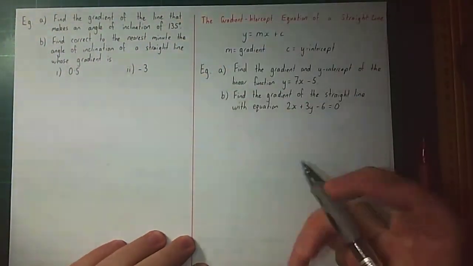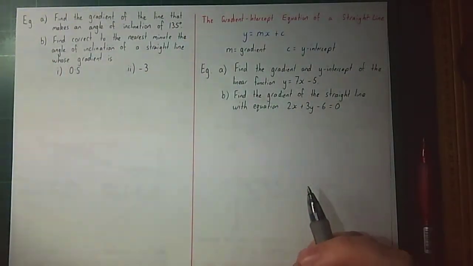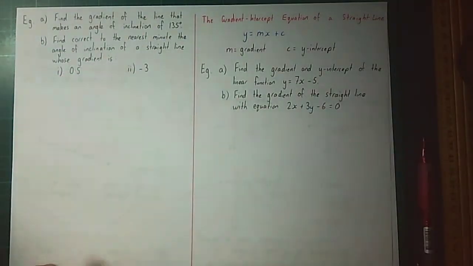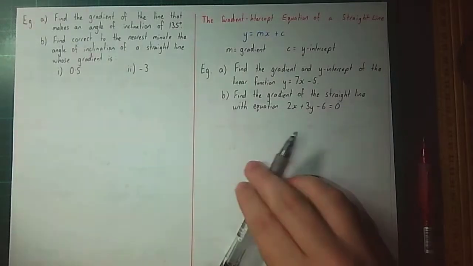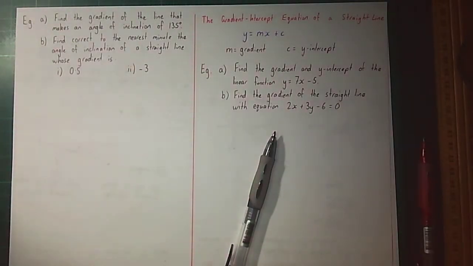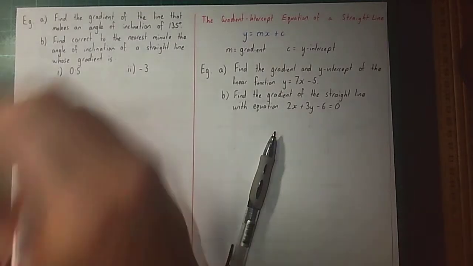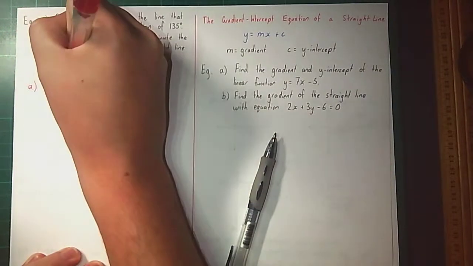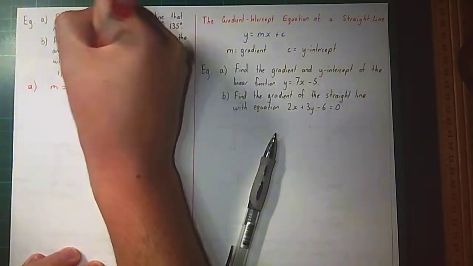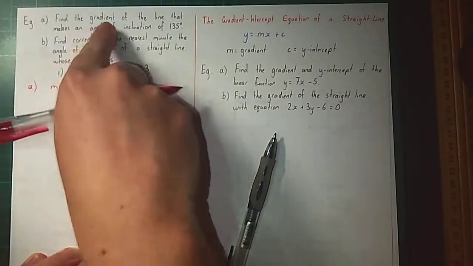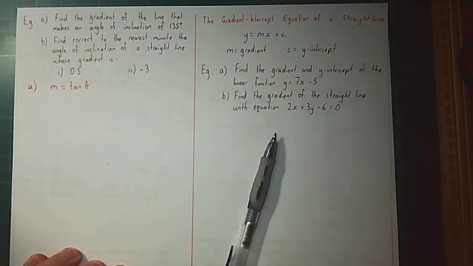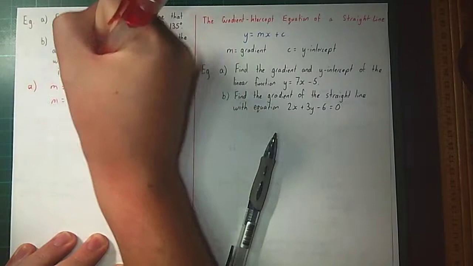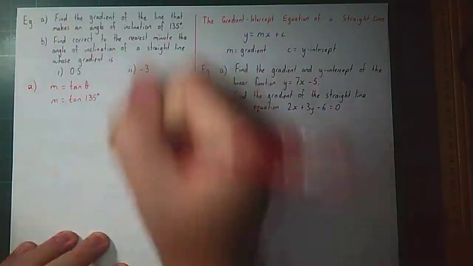For our example of working with the inclination of a line, where m is equal to tan theta, we're going to find the gradient of a line that makes an angle of inclination of 135 degrees. Let's unpack this a bit more. We know that m is equal to tan theta. So if we're finding the gradient given the angle of inclination is 135 degrees, then m is equal to tan of 135 degrees.